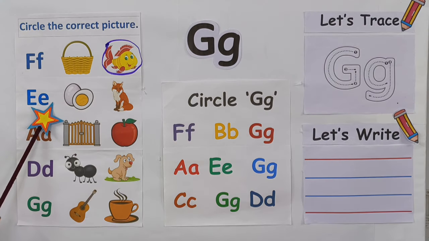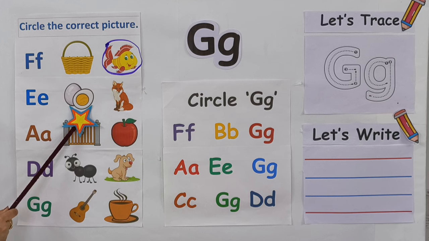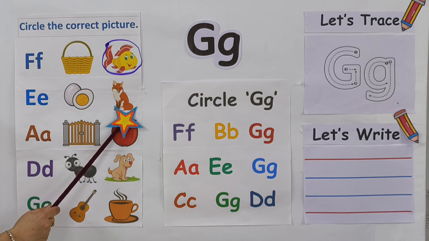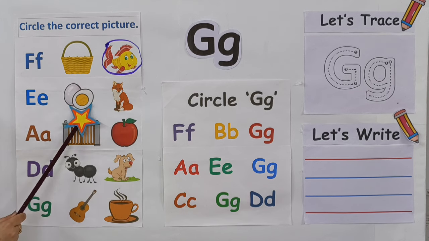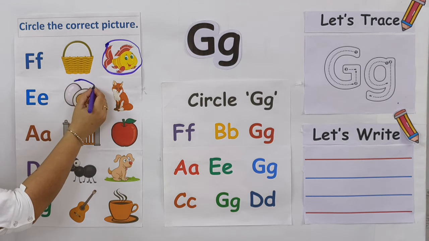Now this is letter E. This is uppercase letter E. This is lowercase letter E. Letter E makes a sound E. This is an egg. Egg starts with letter E. This is a fox. Fox starts with letter F. So which picture are we going to circle? We are going to circle the egg. Egg starts with letter E. Let's circle.